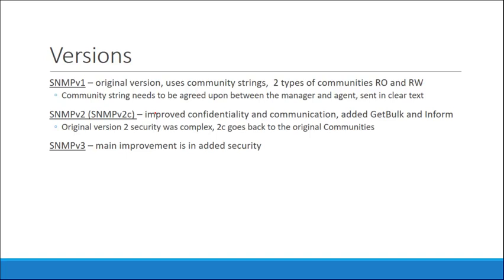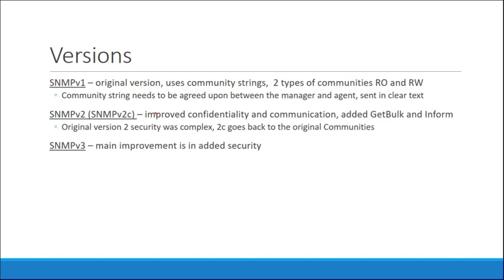SNMP version 2, or really what we've standardized on, is SNMP version 2C. So when we refer to version 2, we're really referring to version 2C. It improved confidentiality and communication. It added a get bulk. It added the get bulk message and the inform message.